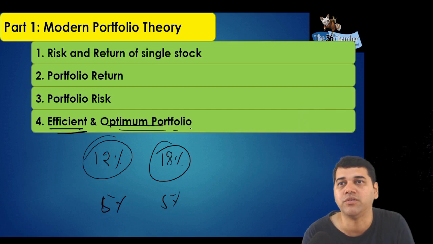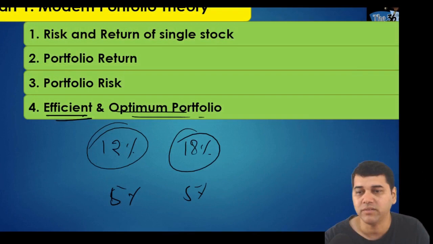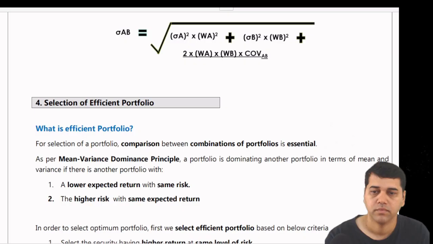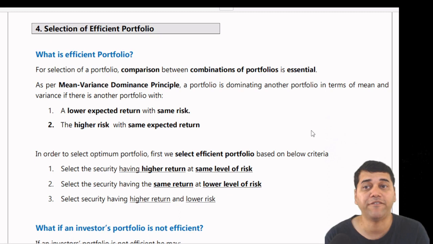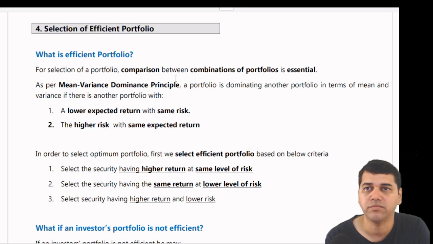Now we will come to the last part. Let us understand the theoretical part, a bit of theory. We will discuss the selection of the portfolio. See, there are two things, efficient portfolio and optimum portfolio. Both are different. What is an efficient portfolio? For selecting a portfolio, you need to compare combinations of portfolios. What is a portfolio? A group of securities. Maybe one security itself is one portfolio for you. You can call one security also a portfolio.